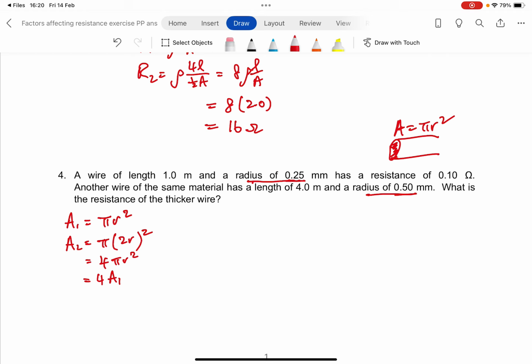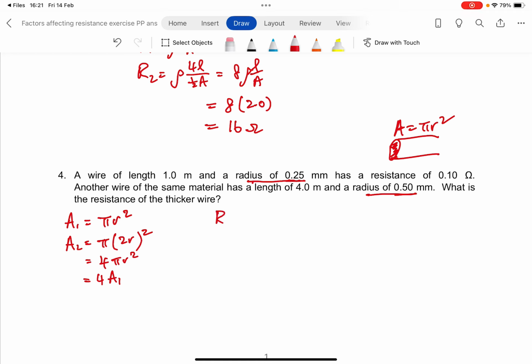If the radius is 3 times, then the area will be 9 times. That means you need to square it, right? So 2 squared is 4. So that means that the new area is 4 times the area of the old area. Okay, so now that we know the relationship between the areas, we can carry on doing like we have done for the past few questions.